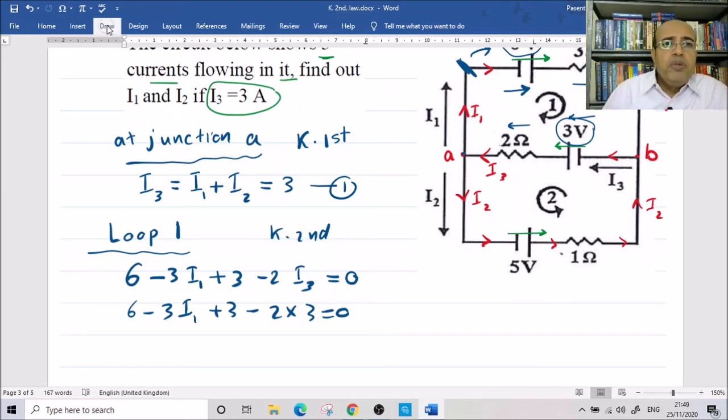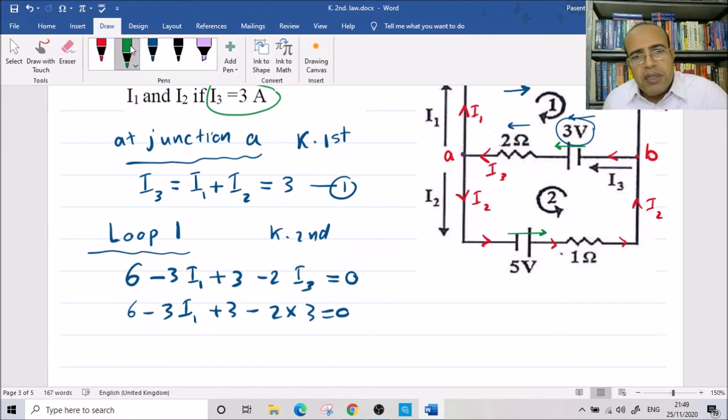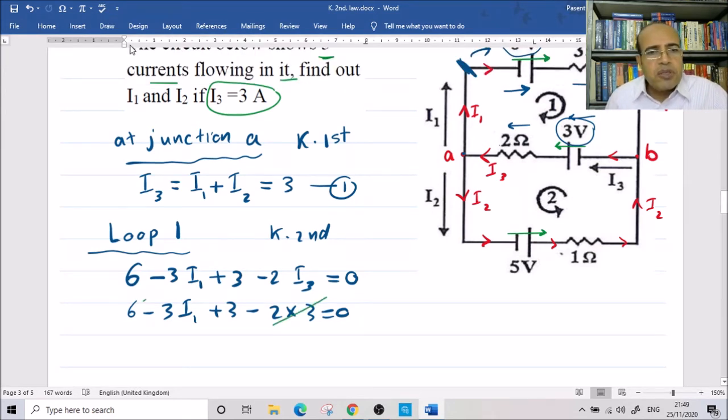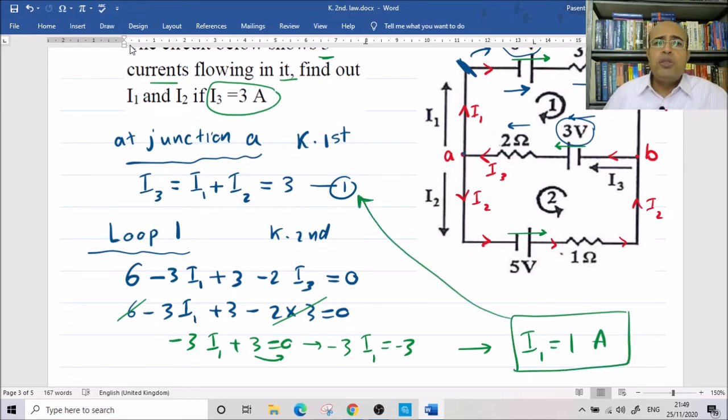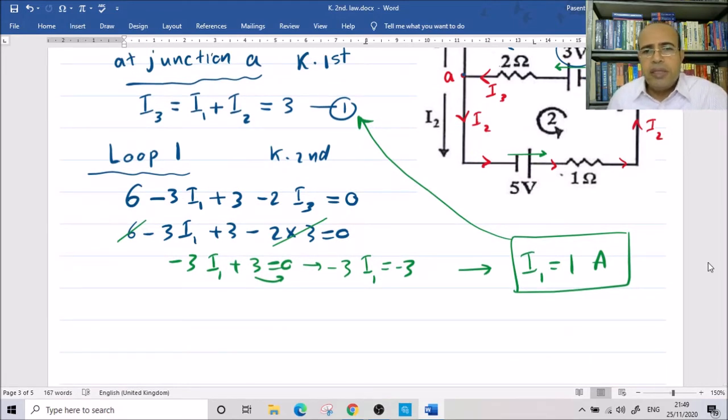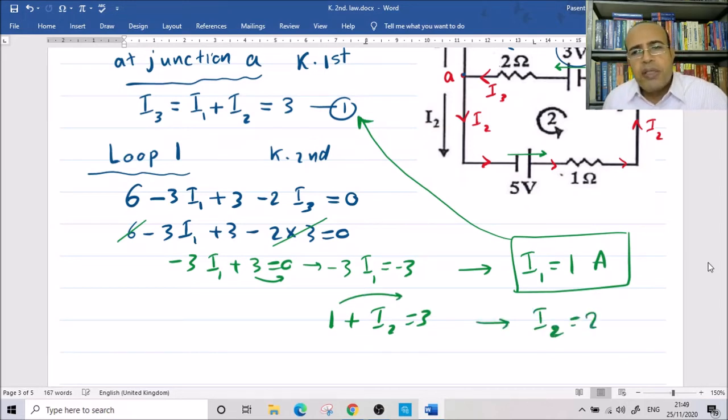Now, we use the calculator or we can solve mentally. 2 times 3 equals 6. This is negative 6 and positive 6 cancel each other. So we have negative 3 I1 plus 3 equals 0. Shift 3 to the other side. So negative 3 I1 equals negative 3. Divide by negative 3 on both sides. So I1 equals 1 ampere. Substitute in equation 1 to get I2. So 1 ampere plus I2 equals 3. Shift 1 to the other side. So I2 equals 3 minus 1, it's 2 ampere.